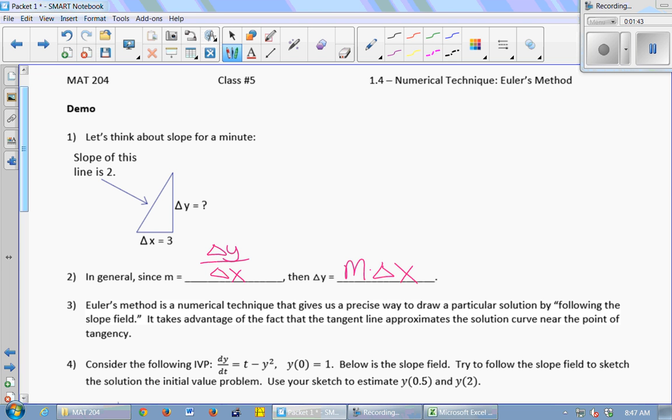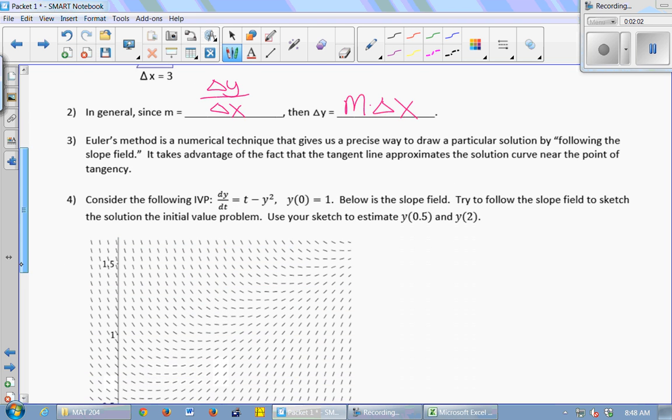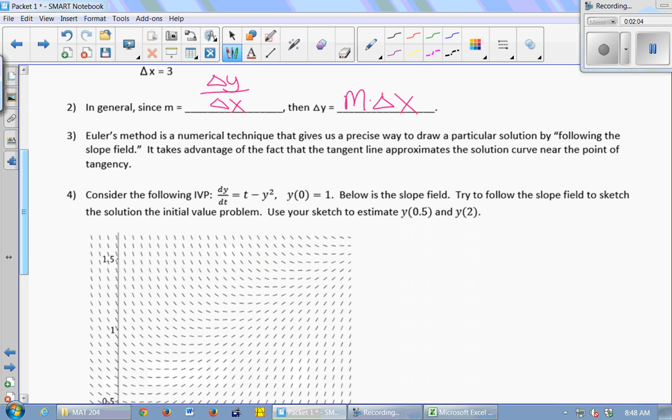All right, so Euler's method is a numerical technique that gives us a precise way to draw a particular solution by following the slope field. So last class we eyeballed it and we tried to just follow the slope field and draw a curve. This is going to make it a little more accurate. Rather than just trying to follow it, we're going to use numbers and have numbers guide how we draw the slopes.